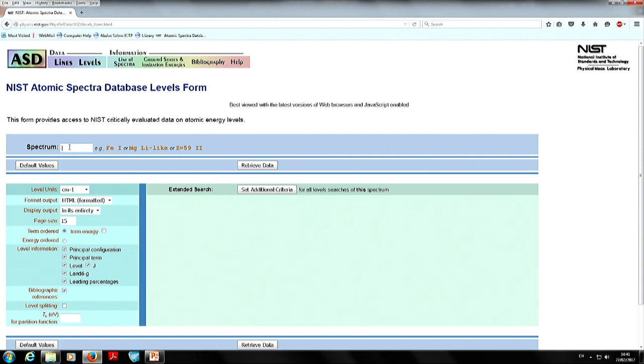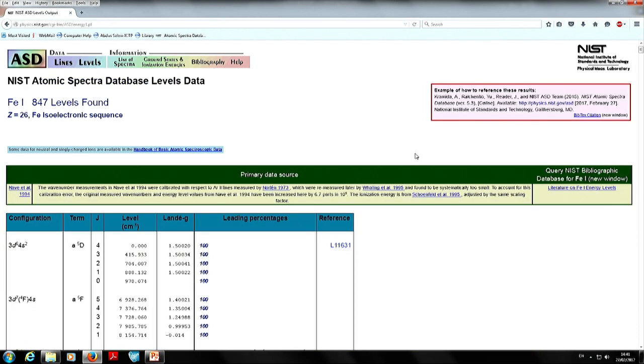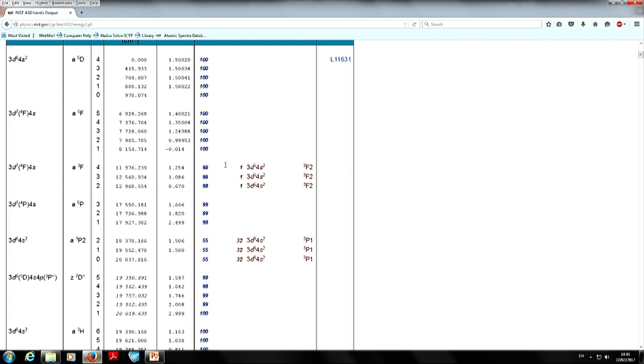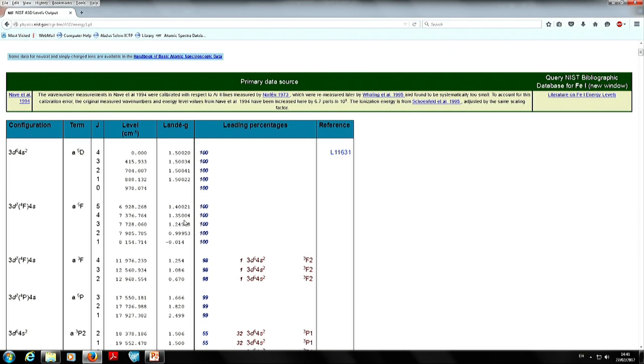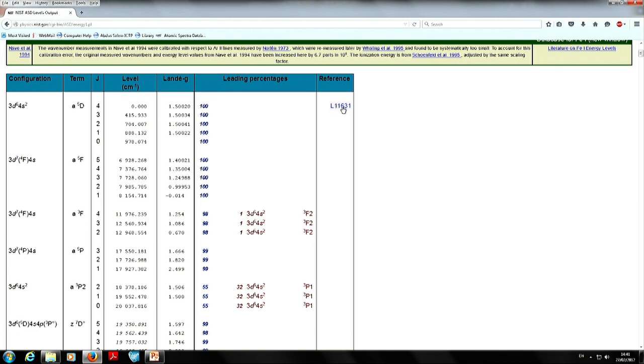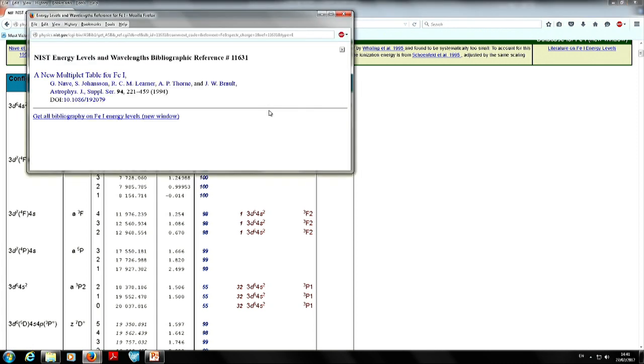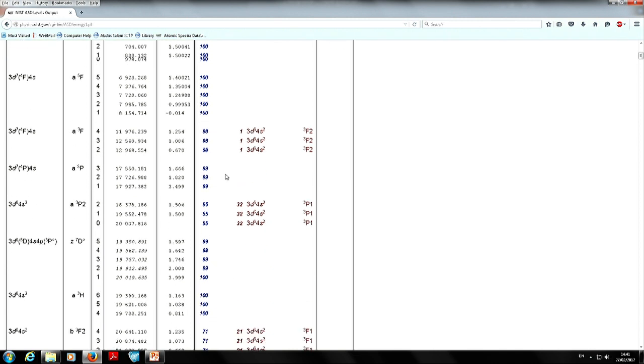So for instance, if we go to neutral iron, okay, it's a long list. You see, in some cases, there is information about contribution of different components. So for instance, configuration 3D7 4S with term 4F for the 3D7 electrons, these levels with J equals 4, 3, and 2 have small contribution with different 3F term. Also, there's information on the Landé factor that is used to calculate split in magnetic field. Of course, in many cases, we have information about the source of data, and this is very important as well.